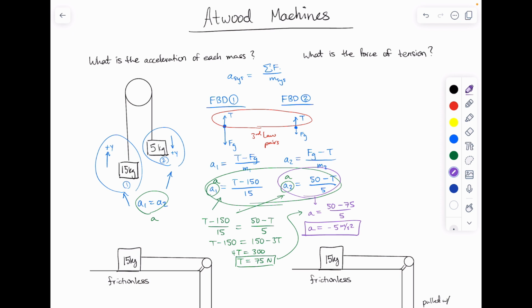Those are correct. But I do want to show you maybe another way to tackle this problem. This is more of a system-based approach. This is where you do something a little weird. Imagine taking my 15 kilogram mass and my 5 kilogram mass and sort of stretching out the rope horizontally, like this.